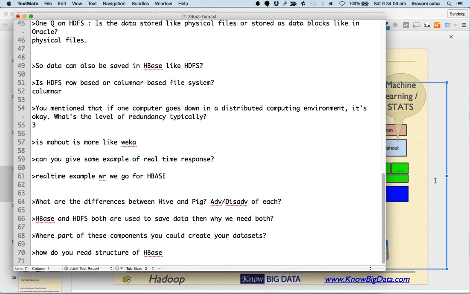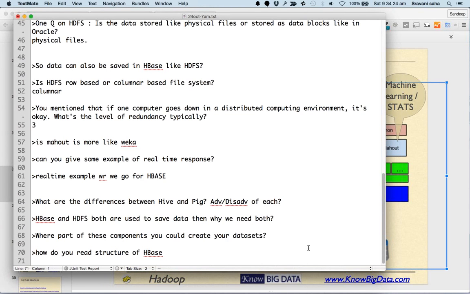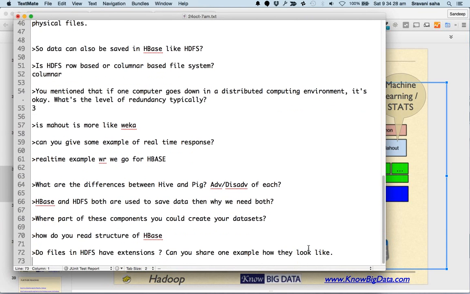Okay, there is a question from Shashi Agarwal. How do you read the structure of HBase? You can read by querying HBase. HBase provides you an API as well as a command prompt. Dilshad's question is, do files in HDFS have an extension? Can you share one example of how they look?